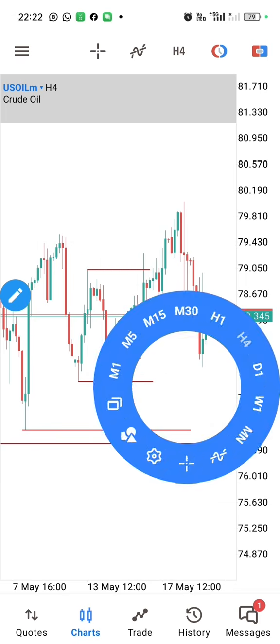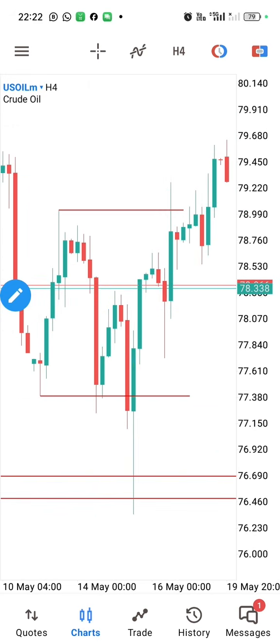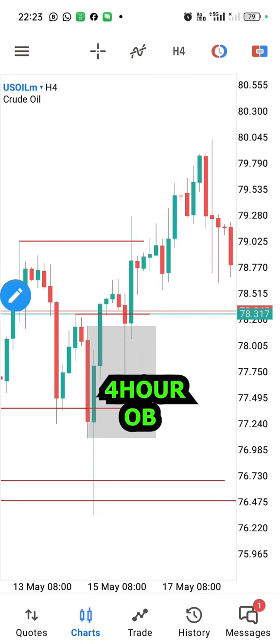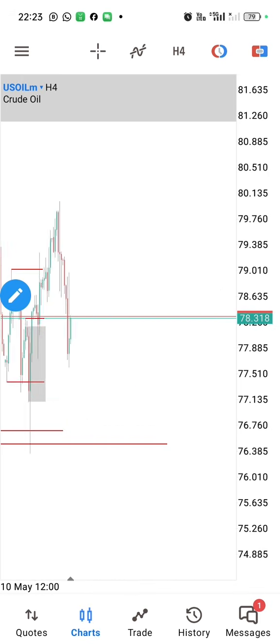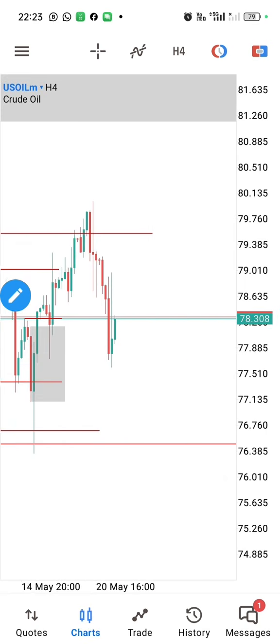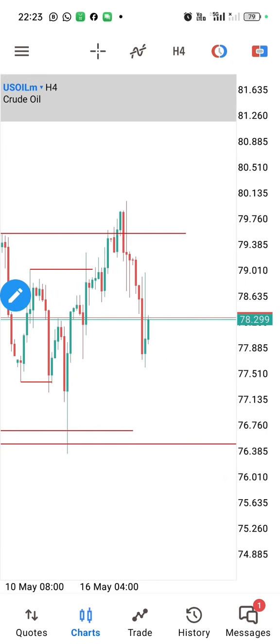So there's been a lot of rejection there, and it went up to wipe above that high. Now before it went up to make that wipe, it gave us the first sign, which is the change of character, the first sign that it is going to shoot up, and it respected that 4-hour order block after it returned back down. And after that it shot up and made a clear break of structure above that main high, which means price has to now continue shooting up.